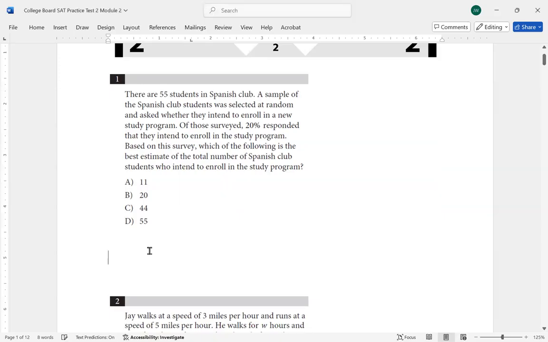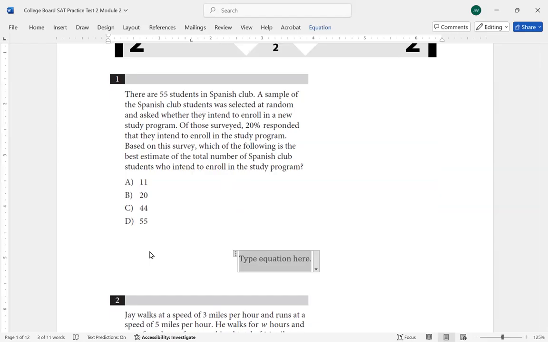So the best estimate would be that 20% of the total students enroll in this program. So we take 20%, which as a decimal is written as 0.2 or 0.20, and multiply it times the total number of students. When I do that, I end up with 11. And so the answer to question number 1 is A, 11.